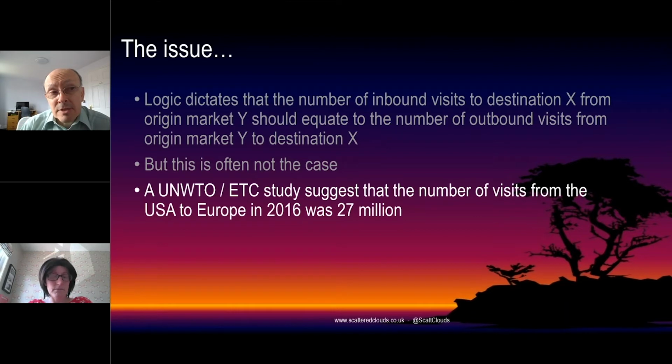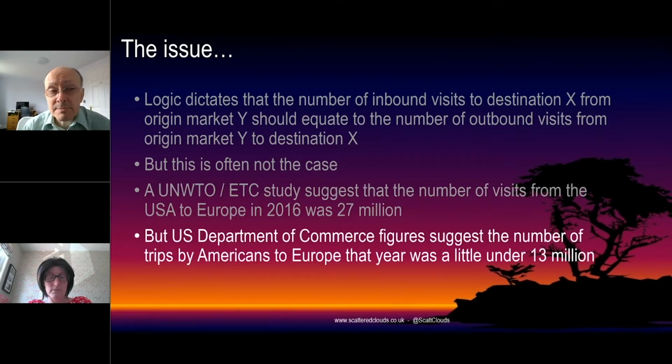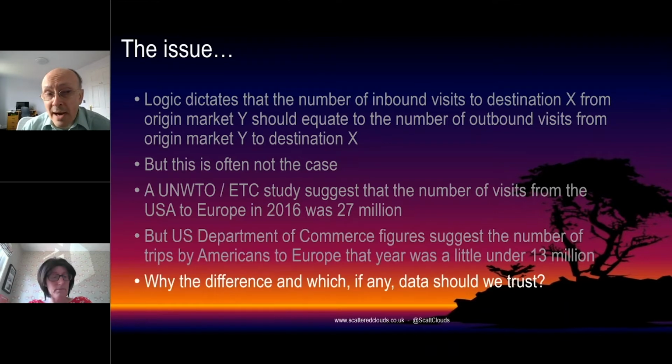The issue is that logic dictates that the number of inbound visits to destination X from origin market Y should equate to the number of outbound visits from origin market Y to destination X. But this is often not the case. This UNWTO European Travel Commission study suggested that the number of visits from the USA to Europe in 2016 was 27 million. But US Department of Commerce figures suggest that the number of trips by Americans to Europe that year was a little under 13 million. So a really big difference between those two estimates, both it would seem from very bona fide sources. Why is that difference then? And which, if any, of those two alternatives should we trust?